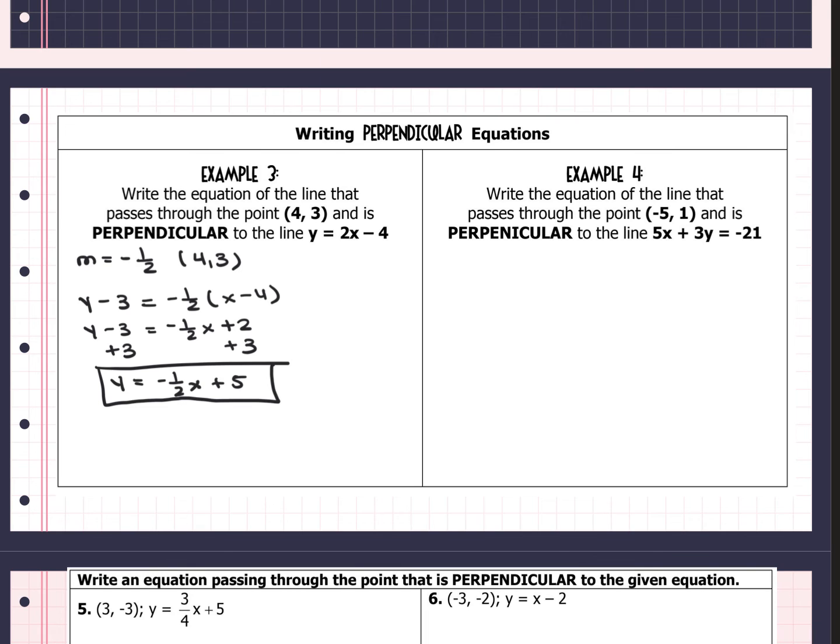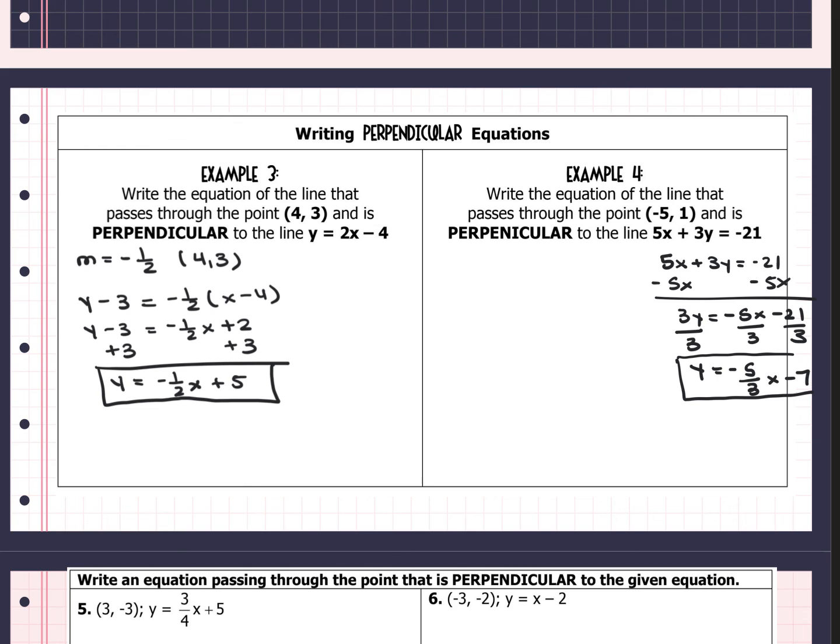We're going to do the exact same thing for example 4, but instead we're looking at an equation that is in standard form, so we have to solve for slope-intercept. I'm just going to rewrite it. We subtract 5x from both sides: 3y = -5x - 21. Divide both sides by 3. On the right side, I break it up to remind myself to divide each term by 3, and I get -5/3 x - 7.